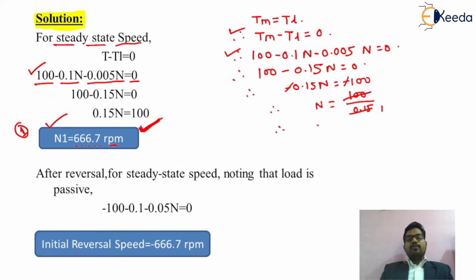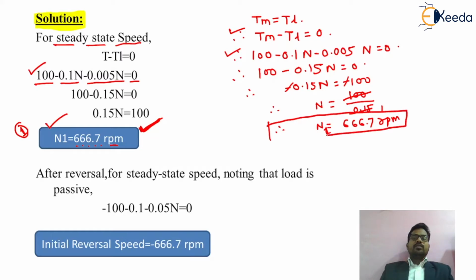So the value of N is 666.7 rpm. Now we call it N1 because it is the steady state speed. So that will be the required solution of your first part.